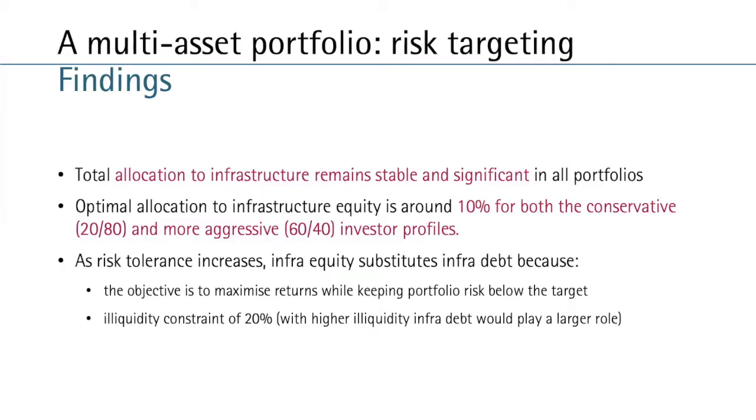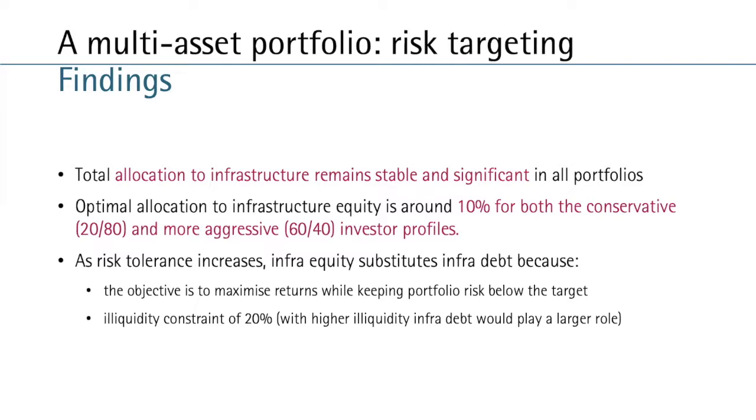So from this exercise, we can again conclude that allocation to infrastructure is quite stable. I mean, there are differences between the roles infra equity and infra debt play, but the allocation overall remains quite stable and around 10% for both the conservative and more aggressive portfolios. One interesting thing we noted is that infra debt is excluded from the portfolios after a risk target of about 6.5%. It is substituted by infra equity, and that's primarily driven because of these two reasons.